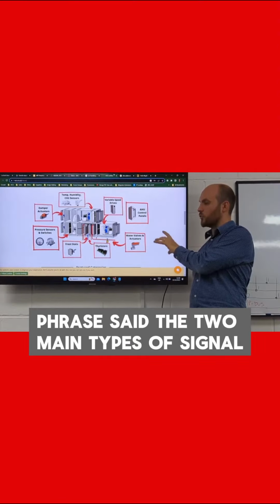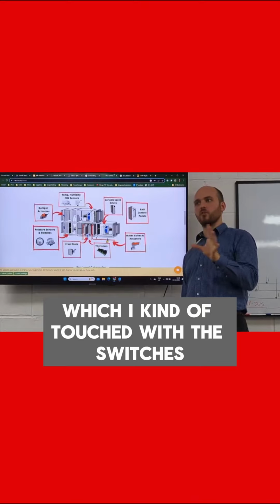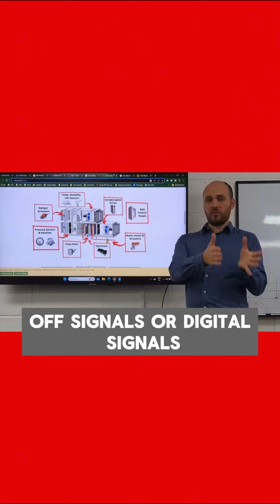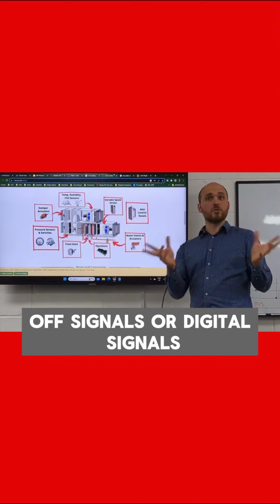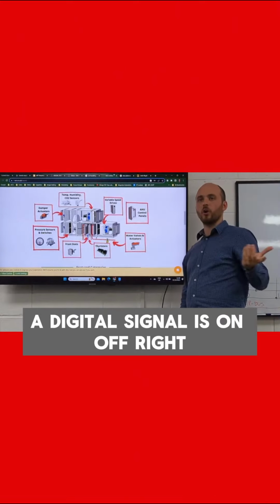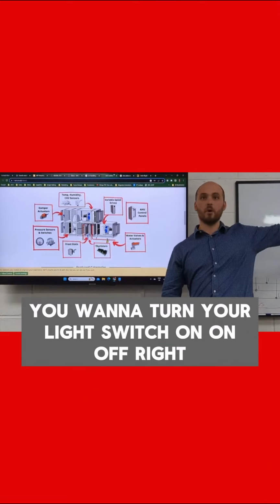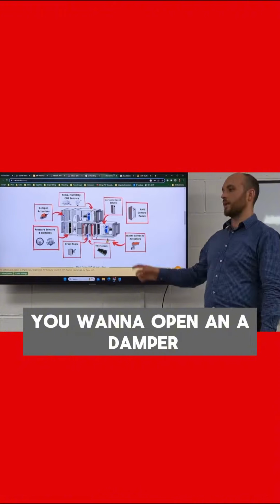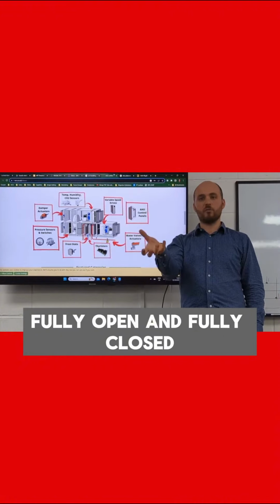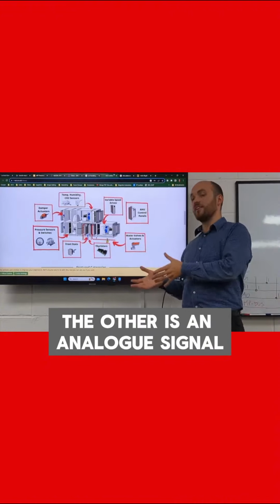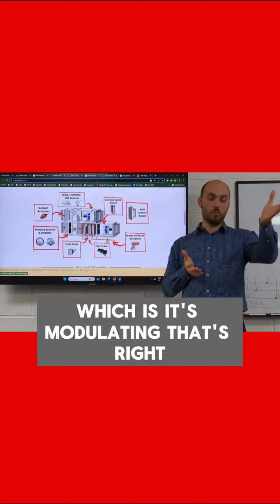On what I said, the two main types of signal, which I kind of touched on with the switches and the sensors, are on-off signals or digital signals. A digital signal is on-off, right? You want to turn your light switch on-off. You want to open a damper, you can get an actuator that's on-off, fully open and fully closed. The other is an analog signal, which is modulating.